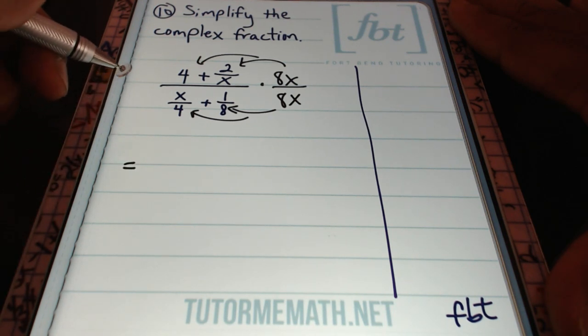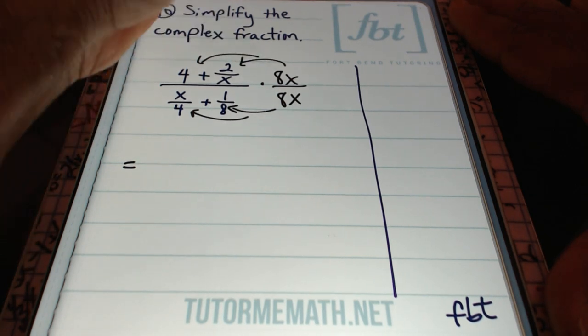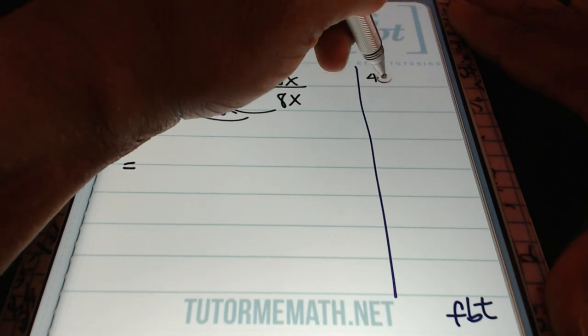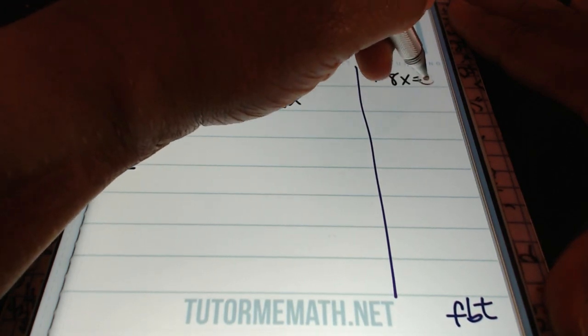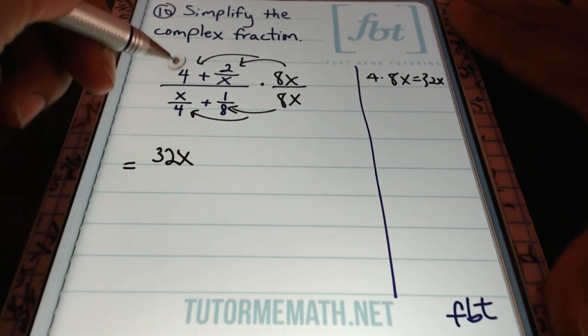Yeah, we'll call this area the slow motion area. Yeah, that's what we'll do. So starting out, I'll be multiplying 4 times 8x. Well, we're in slow motion. 4 times 8x is just going to be 32x, right? Okay, so my first term in the numerator is 32x. That wasn't so bad, right?